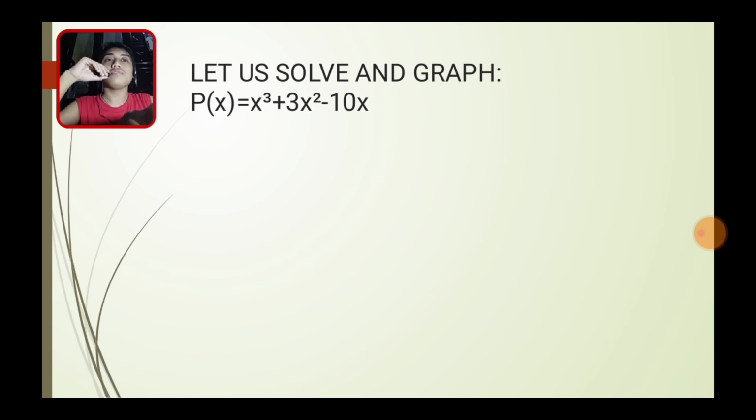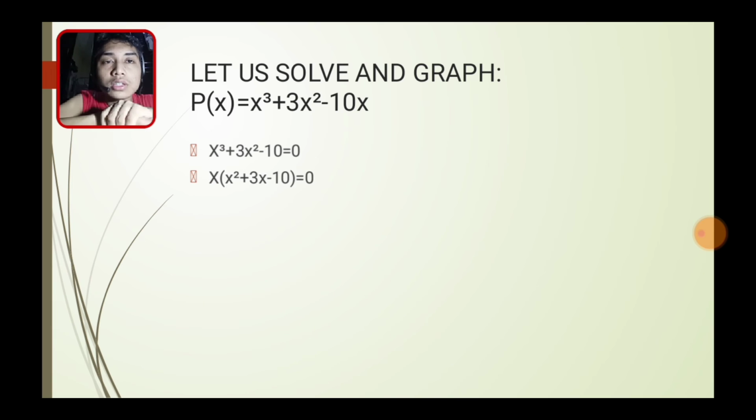So, let us solve and graph the function x cubed plus 3x squared minus 10x. Sa una, finactor ko siya. We have x cubed plus 3x squared minus 10x is equal to 0. So, yun ginawa ko. Finactor ko siya by GCMF, the greatest common monomial factor. No? So, next, ganyan ko siya finactor. We have x times x plus 5 times x minus 2 is equal to 0.